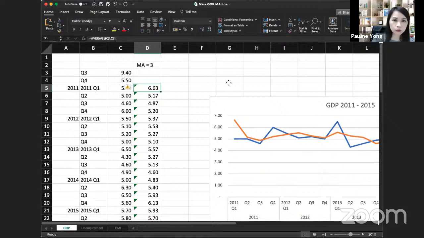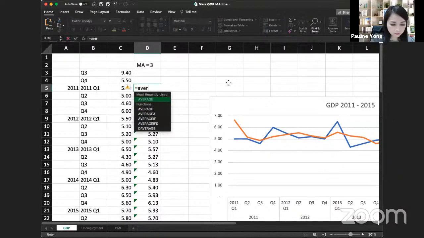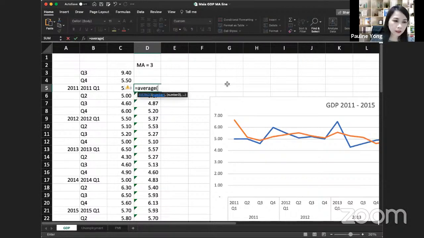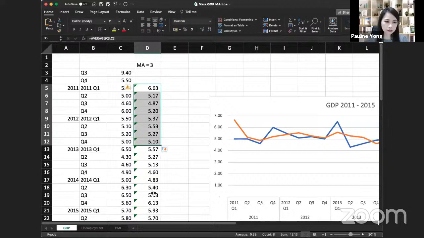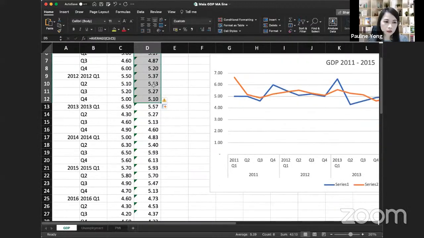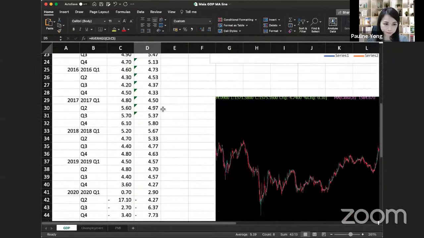So if you put it in the Excel worksheet, it will be equal to average, open bracket, then you highlight the 3 figures here, then you close the bracket, and then you enter. That's how I do this MA equal to 3. Then you just drag it down, and all of these will be the moving average line equal to 3.